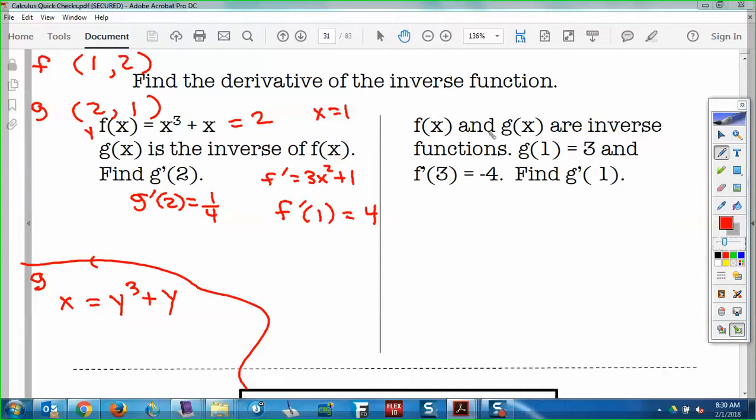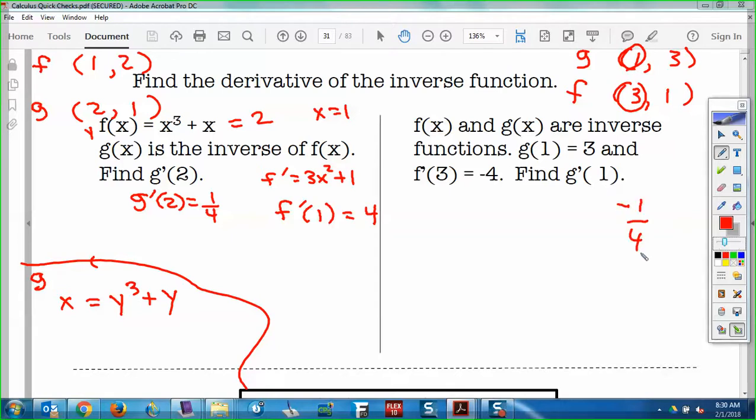So now, if you had one like this, this would just be another way of asking the same thing, really with a lot less work involved. They tell you that g of 1 is 3. So again, what I would do is I say, okay, on the g function, it's the point 1, 3. So on the f function, it's 3, 1. So they're telling me f prime of 3 is -4. Well, that's the f slope at 3. That's going to be a reciprocal of the g slope at 1.